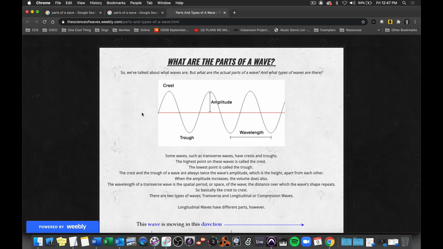In this video, we're going to be looking at the parts of a wave. Here on this website, thescienceofwaves.weebly.com, there's a pretty good diagram. This red center line is going to be the center of our wave.